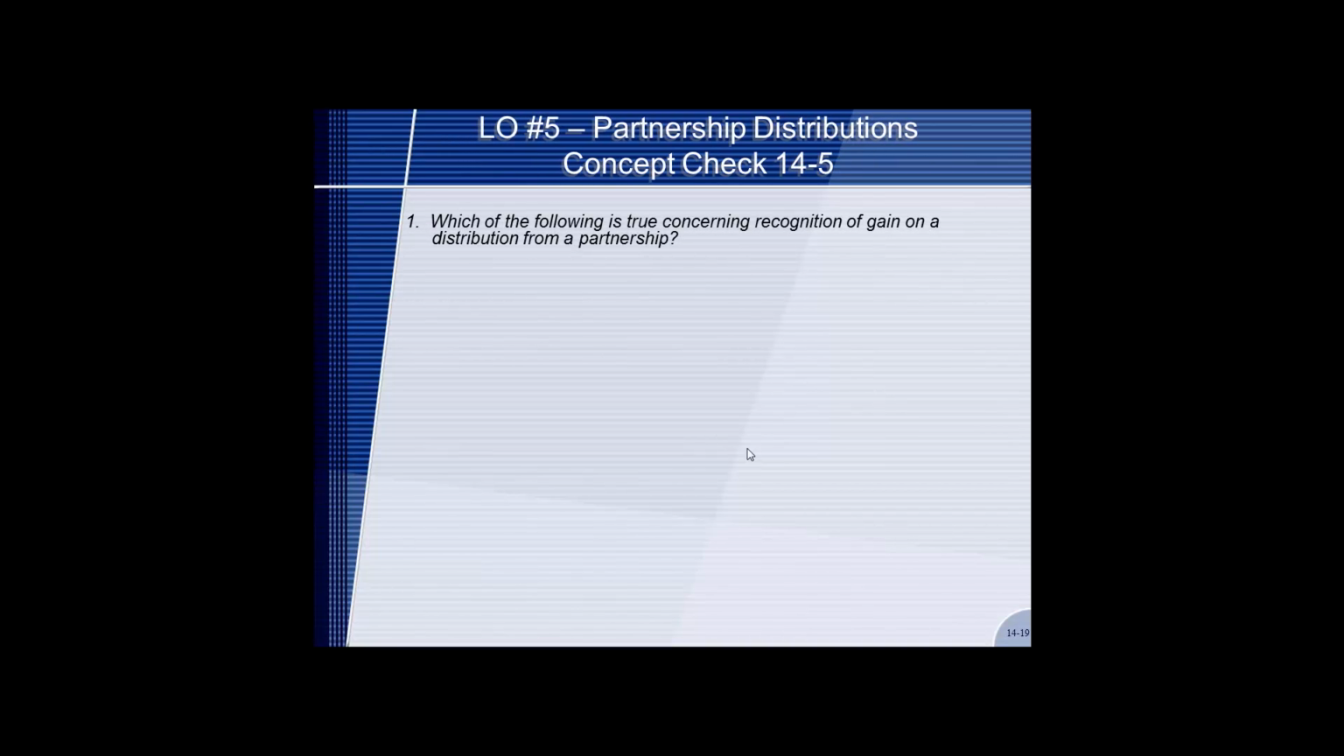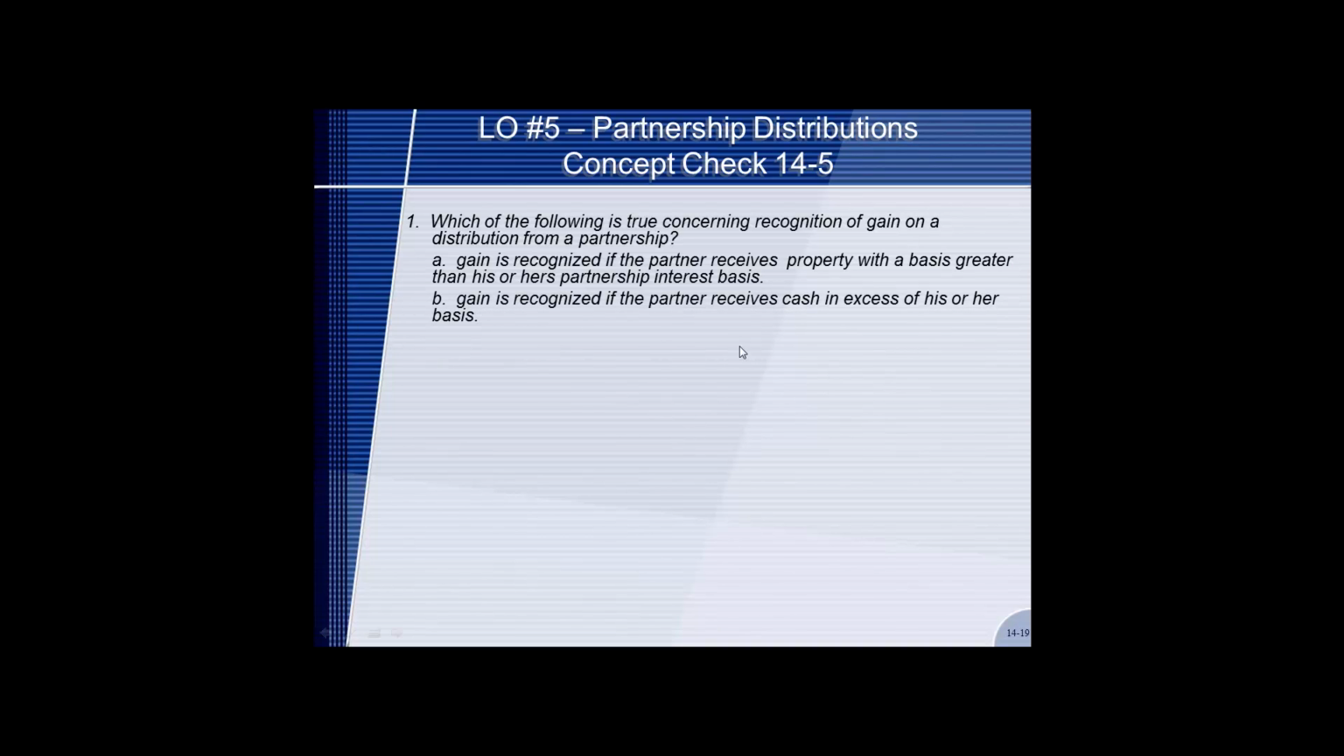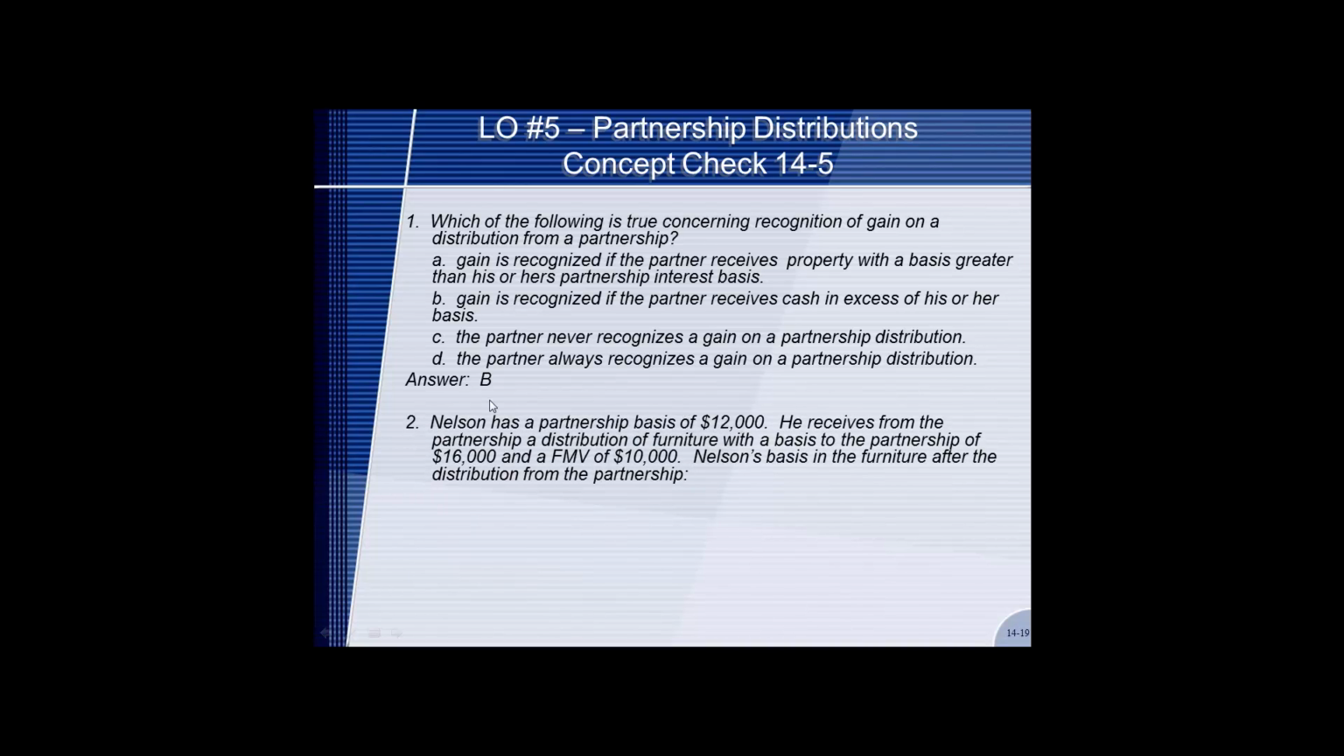Which of the following concerning recognition of gain on distribution from a partnership is true? A gain is recognized if the partner receives property with a basis greater than his or her partnership interest. A gain is recognized if the partner receives cash in excess of his or her basis. The partner never recognizes a gain on a distribution, or the partner always. The answer is actually B. It's recognized if the partner receives cash in excess of their basis. That would be a gain.